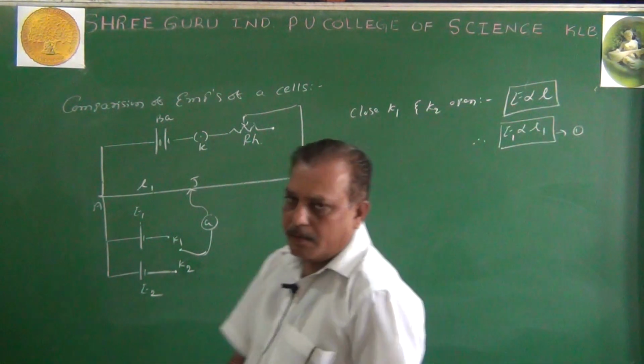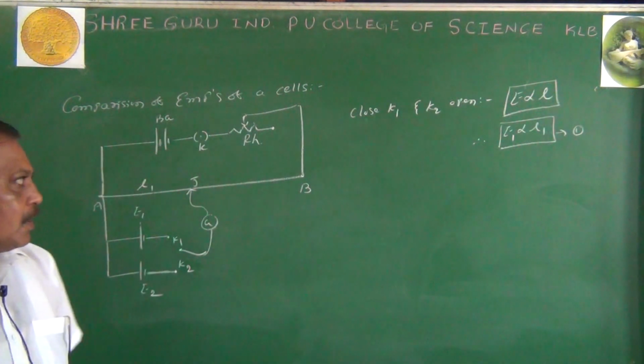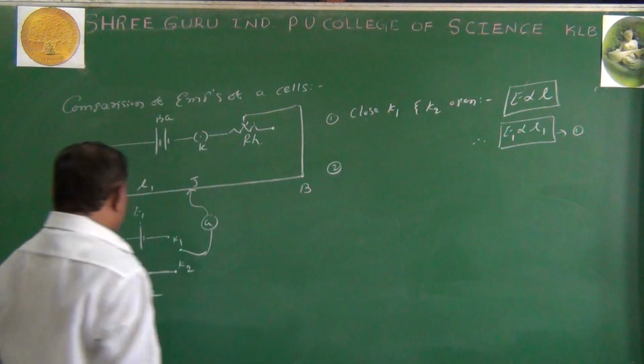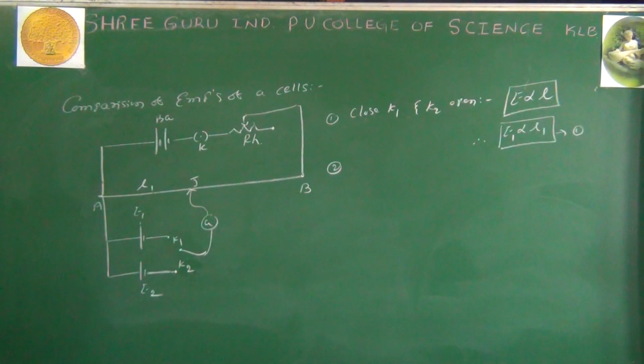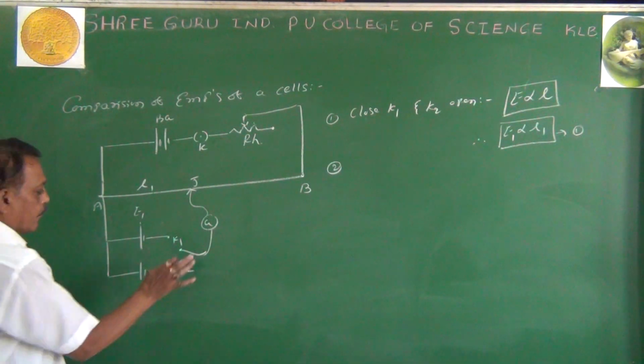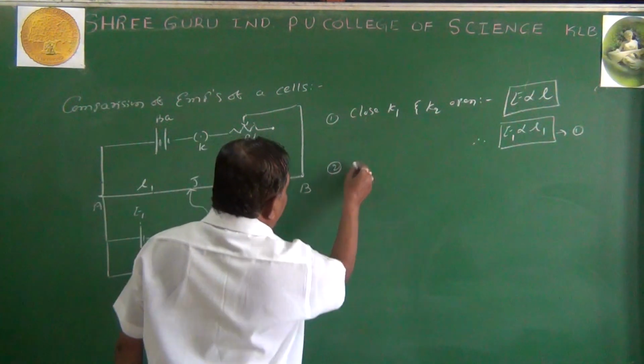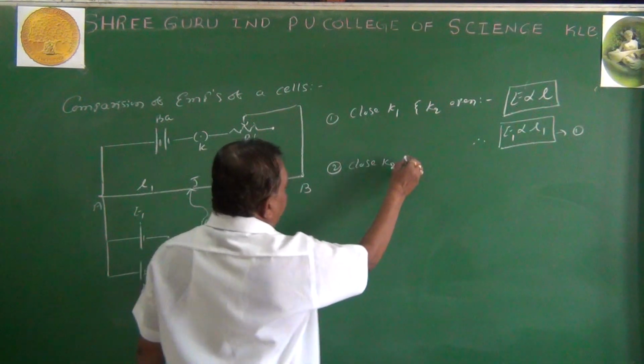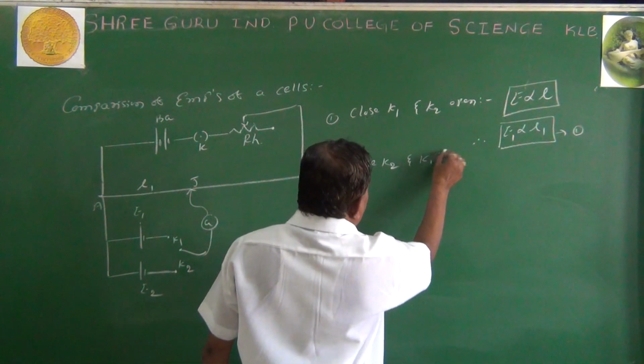Is it clear? Then I go for the second one. This is the first. Second, I want to know the EMF of E2 in terms of length. Then close K2 and K1 is open.